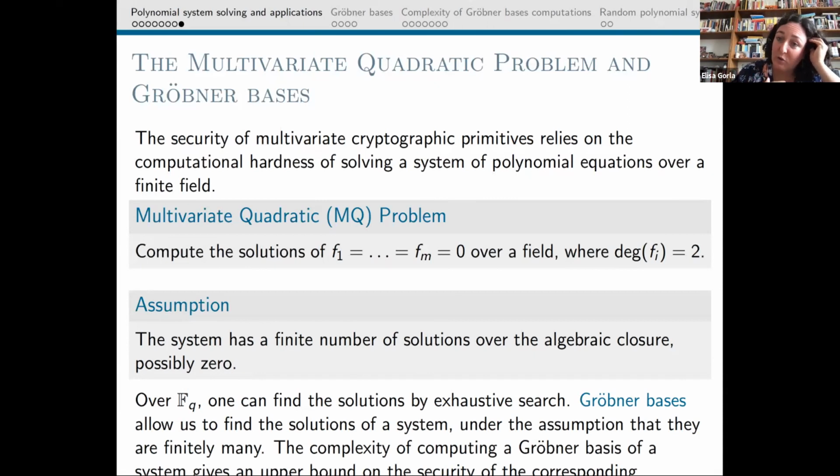In this situation, you could find the solutions by computing a Groebner basis. The complexity of computing a Groebner basis gives you an upper bound on the security of the system. This is why it is very important in this context to be able to find upper bounds on the complexity of computing Groebner bases.